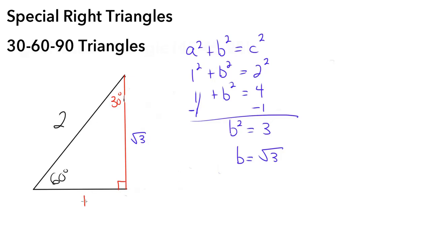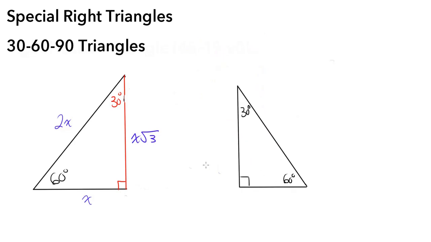So now, if we replace this 1 with an x, that makes the hypotenuse 2x, and that makes this leg x radical 3. And so this is the relationship between the legs and the hypotenuse in a 30, 60, 90 triangle. So then we can apply that.